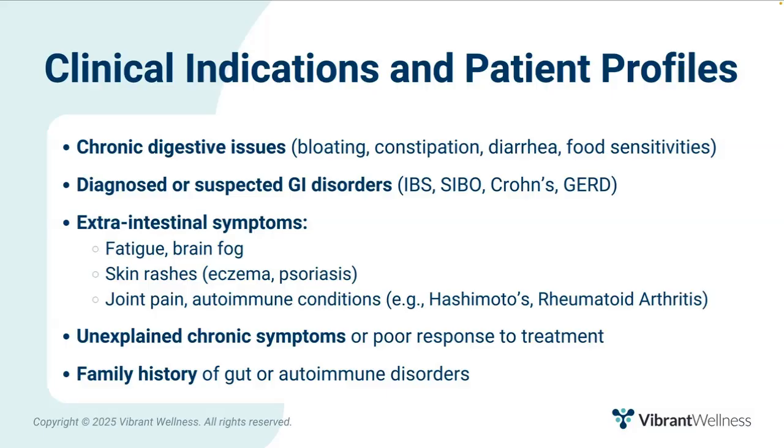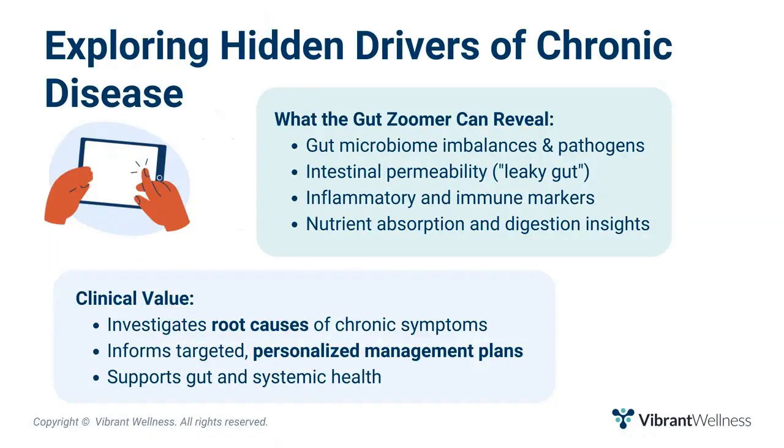Many functional providers know that what happens in the gut does not necessarily stay in the gut. Instead, dysbiosis and inflammation within the gut can trigger and mediate chronic systemic inflammation that presents wherever the patient is most genetically susceptible. For the same reason, consider ordering the Gut Zoomer for patients with a family history of gut-related diseases or autoimmunity, or those who have tried conventional therapies without lasting results.